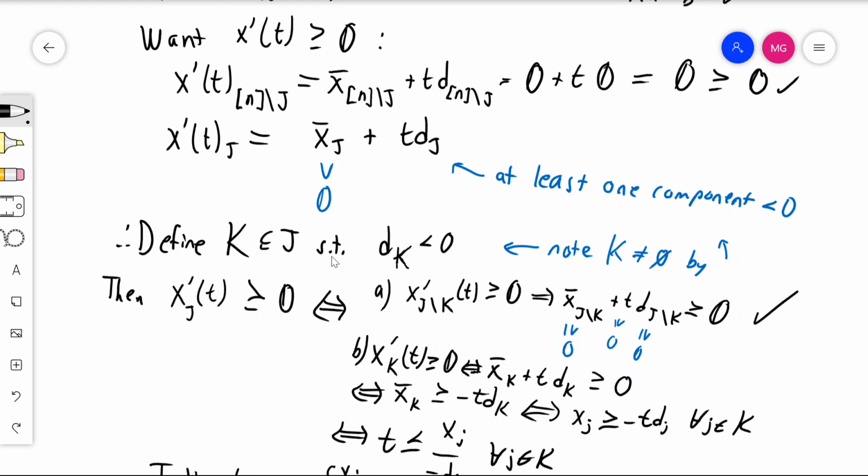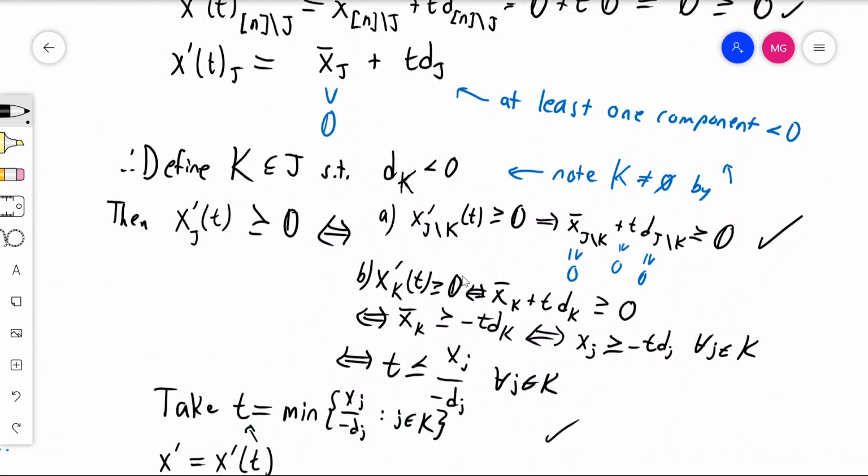again, K is the part where d is negative, so J not K is the part where d is not negative, so it's greater than or equal to 0. So everything's greater than or equal to 0. So again, no matter what t is, this part will stay true. But for the indices K, where d_k is negative, that's the part we have to deal with.